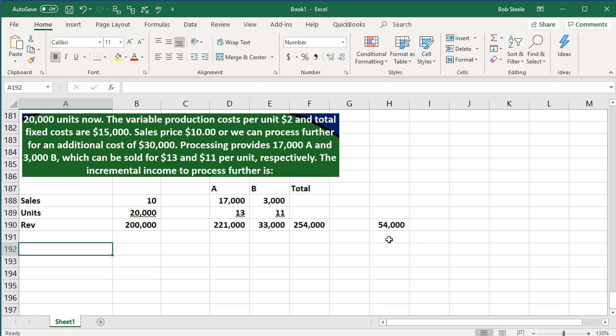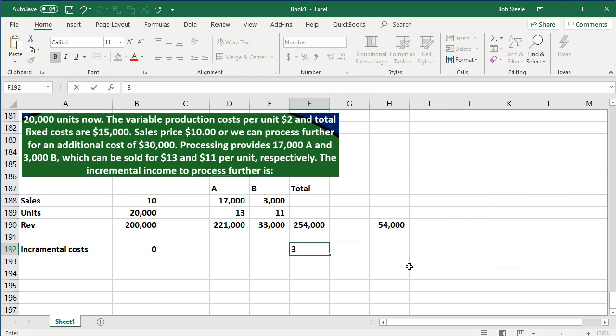Now we have to consider the costs, the incremental costs. So the added costs, the incremental costs, is going to be 0 here, because again, these costs already happened. They're under both scenarios. There's no added costs at this split point if we just sell them as is as of now. The added costs over here, however, are going to be another 30,000. 30,000 cost here. Difference being 30,000 minus 0, or 30,000.